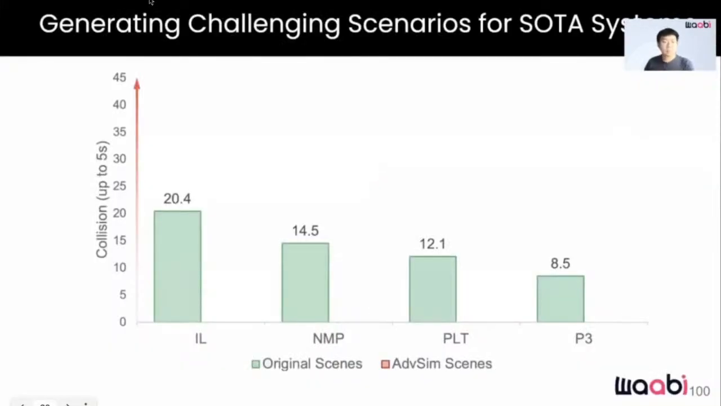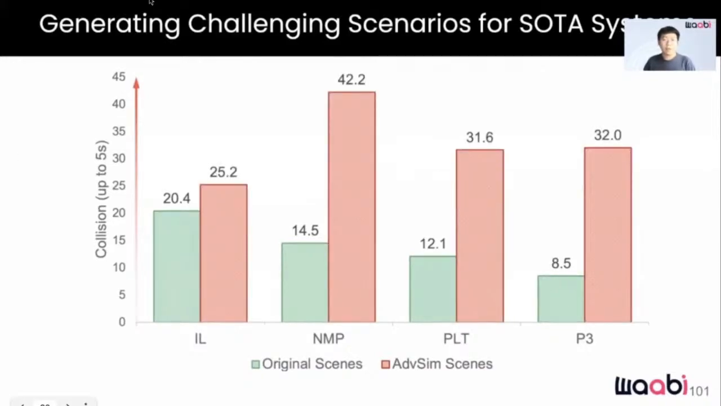Adversarial generates challenging scenarios for a wide range of state-of-the-art autonomy systems. As we can see, they initially achieve a relatively low collision rate on natural real-world scenarios. But with adversarial, we increase the collision rate by over 200% compared to the original set. These challenging and physically plausible scenarios provide insights into how different autonomy systems compare and how they fail.